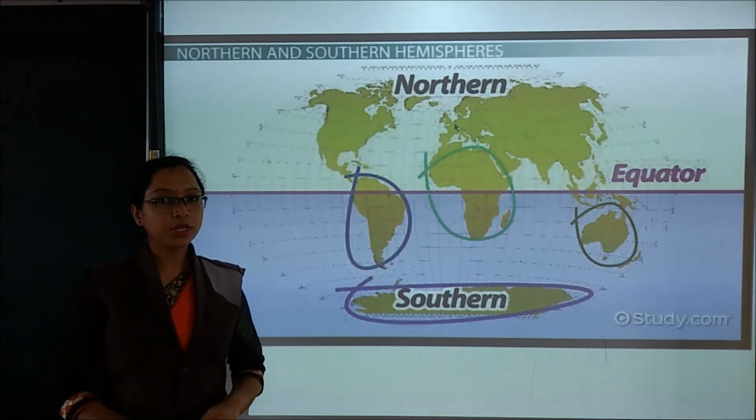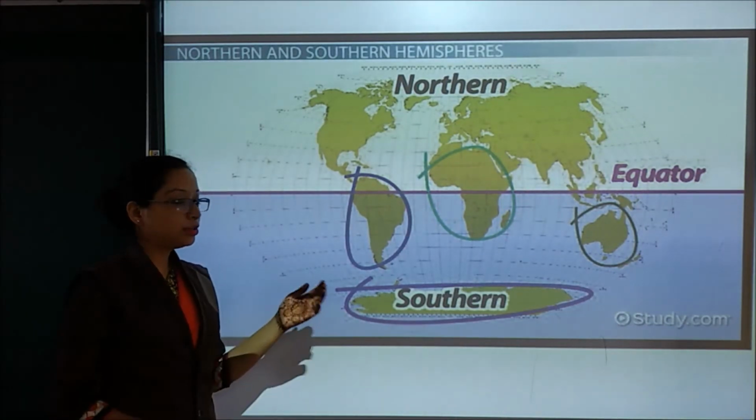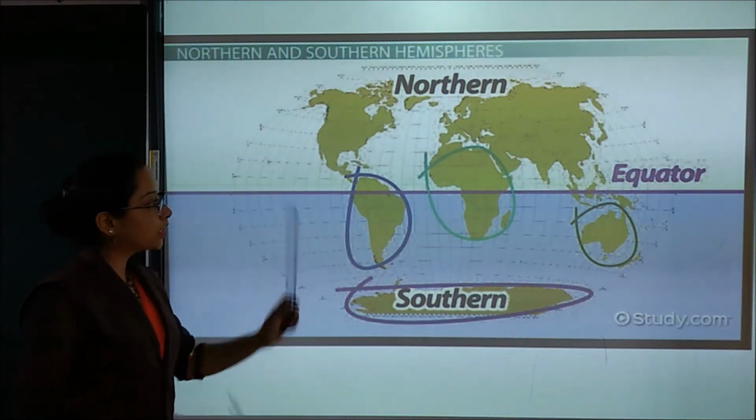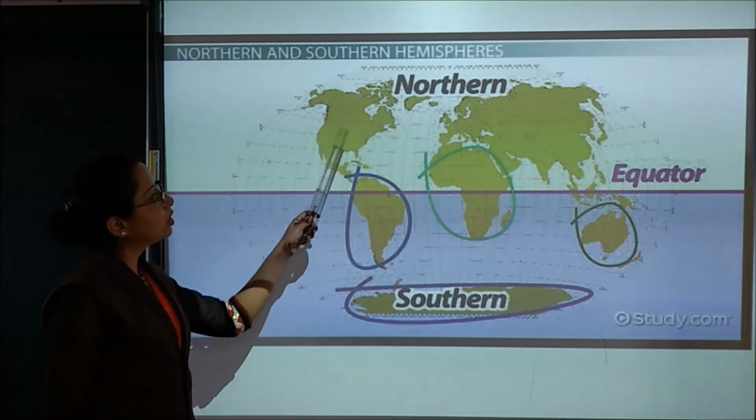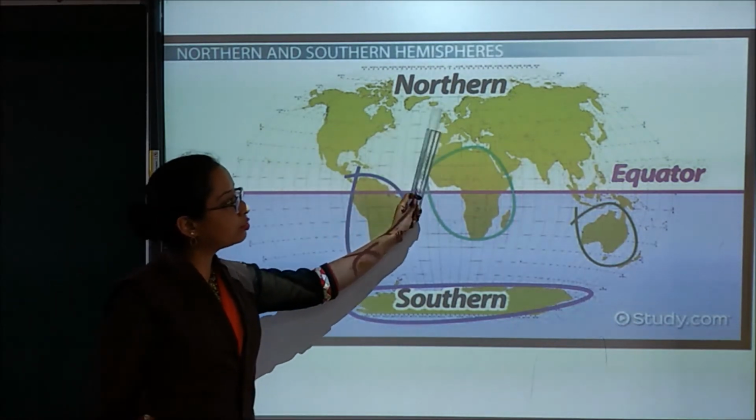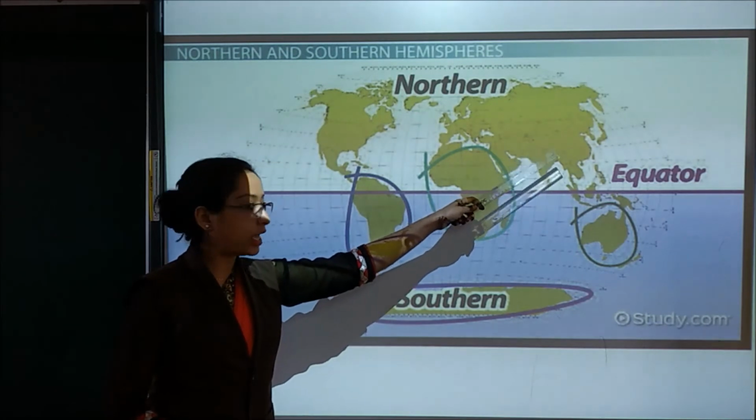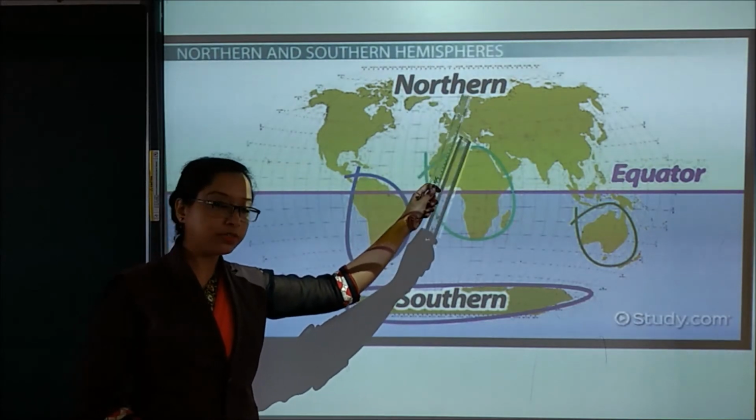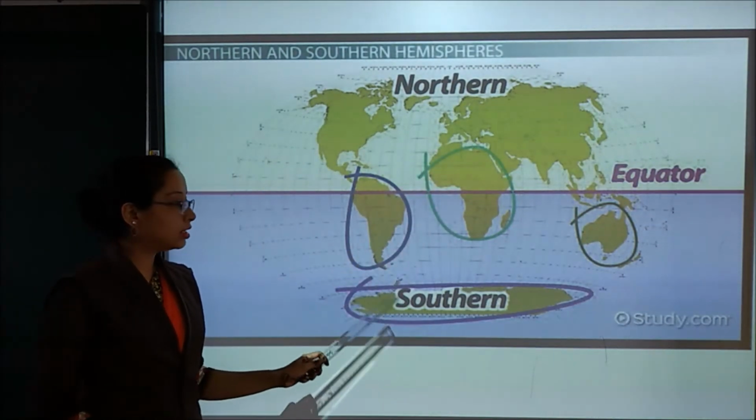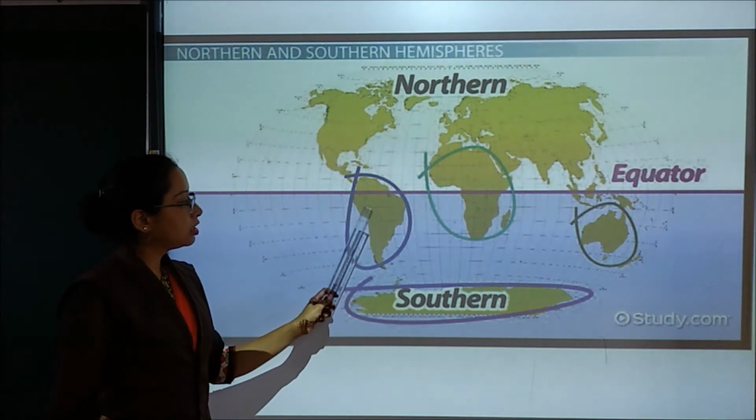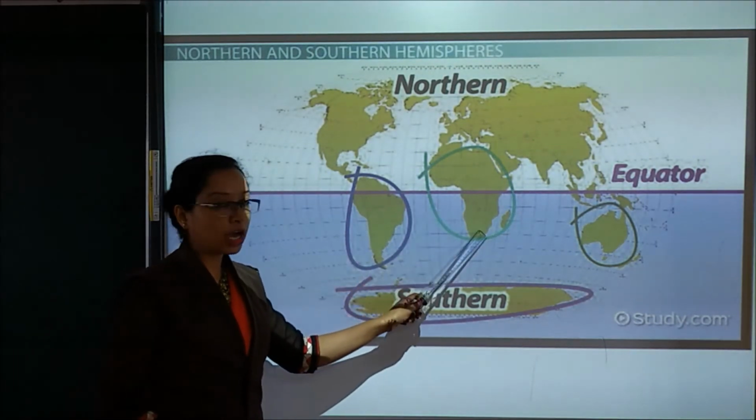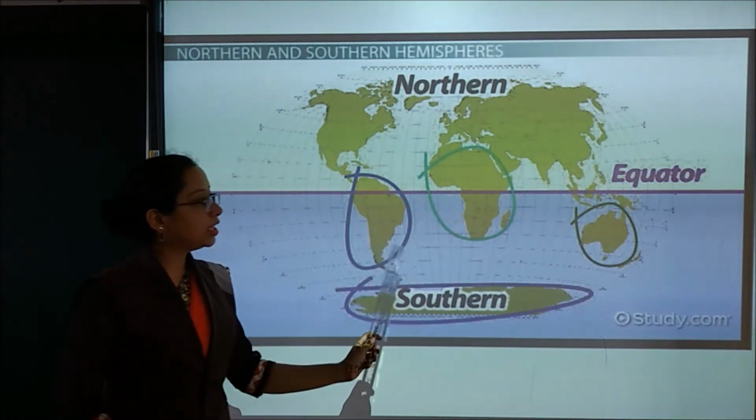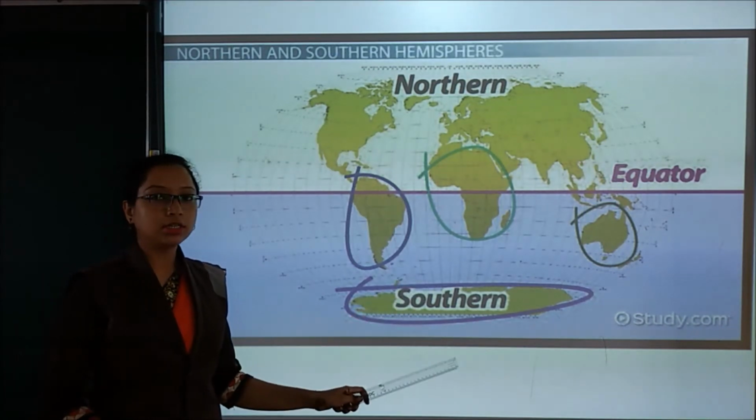Now we see how many continents are in the northern hemisphere and how many are in the southern hemisphere. So now look at this picture, children. Here you can see North America, Europe and our continent Asia, and half of Africa is in the northern hemisphere. And now you can see over here in the southern hemisphere, there is South America and half of Africa, and this we all know it is Australia. So these continents come under the southern hemisphere.